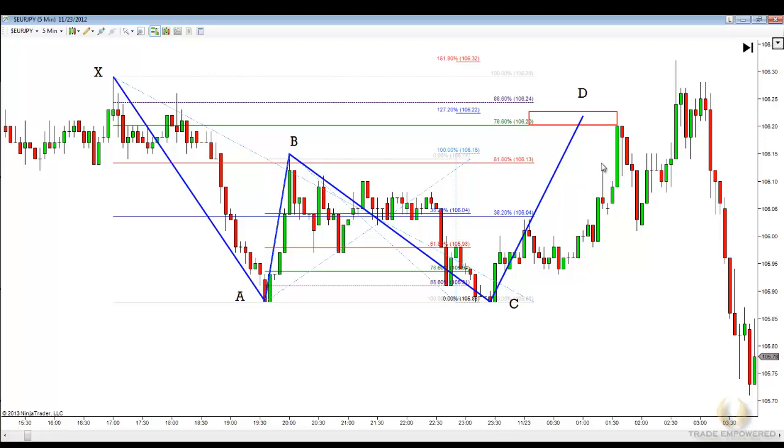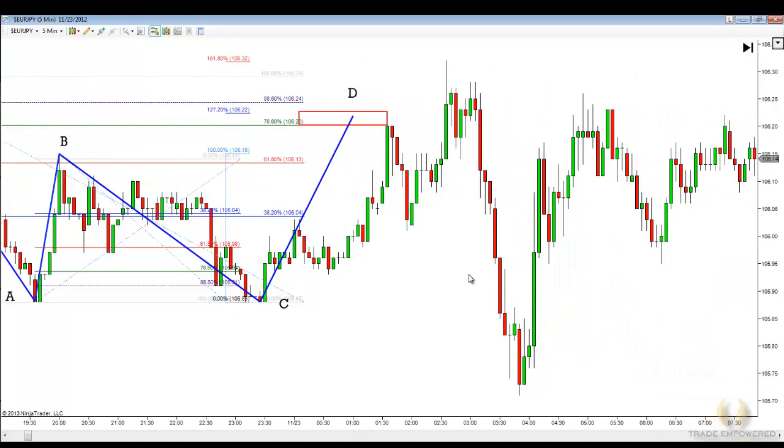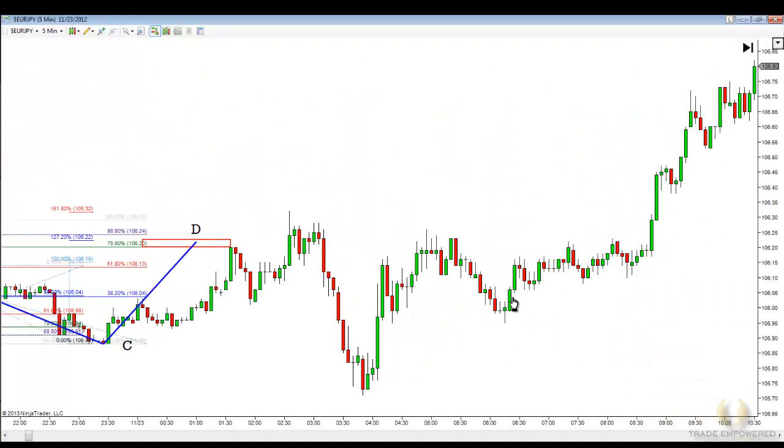But you can see the pattern still completes, whether you took it right at the 786 or whether you took it a little higher at the 127. Whichever way you traded this, the pattern still completed and rolled over for profit, giving us a great Gartley pattern. Let's see if we can find one more, and then we'll go ahead and talk about stops and targets.